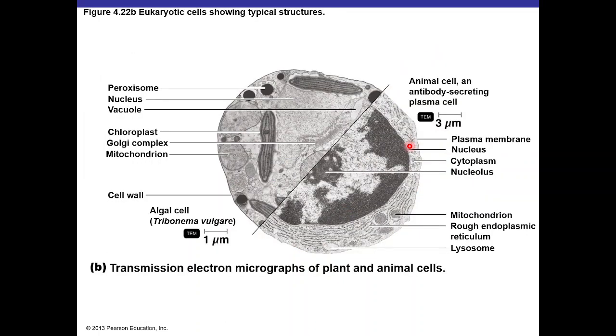So this is a transmission electron micrograph showing you the differences between plant cells and animal cells. So here you have chloroplast, so this must be a plant cell. Well, in this case, no, this is an algae. This is not a plant cell. Algae, just like plant cells, have this chloroplast. So they are capable of photosynthesis with this chloroplast, same as the plant cells. And this is an animal cell.